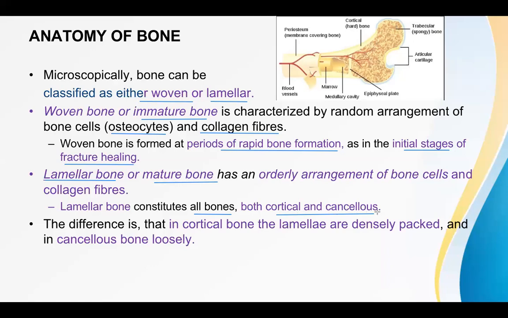Okay, we are talking about the long bone now. So cortical bone is mainly present on the shaft because that is the strongest part of the bone. And near the end of the bone, there is spongy type of bone, also known as cancellous bone. Both are lamellar type or mature bone. Now, the difference is in cortical bone, the lamellae are densely packed, and in cancellous bone, they are loosely packed, but both of them are lamellar bone. One is densely packed, that's why it is stronger. The other is loosely packed, that's why it is weaker.